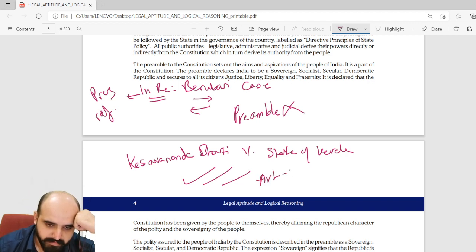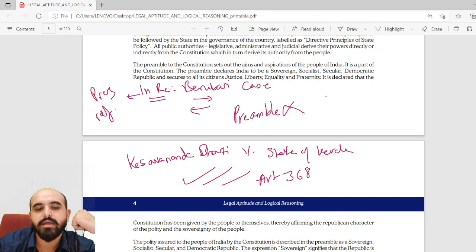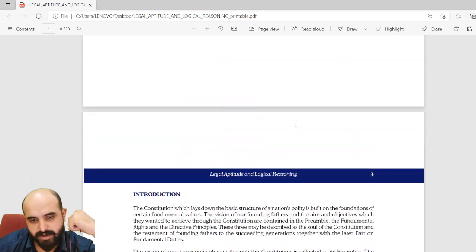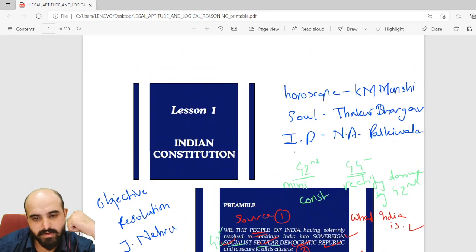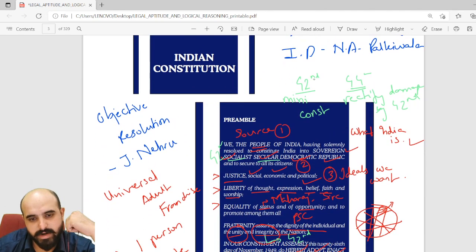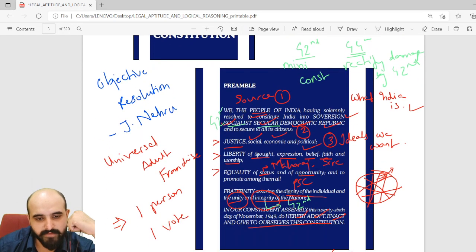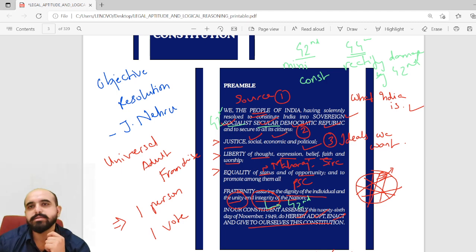This is the amending power of our constitution, right? Article 368. It is through this case that the preamble got recognition as a part of our constitution. Now, if you had some common sense, I already told you that there is the 42nd amendment, there is the 44th amendment, and in the 42nd amendment we added 3 words.